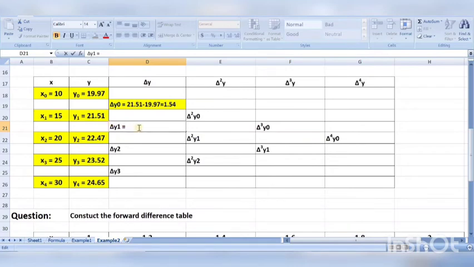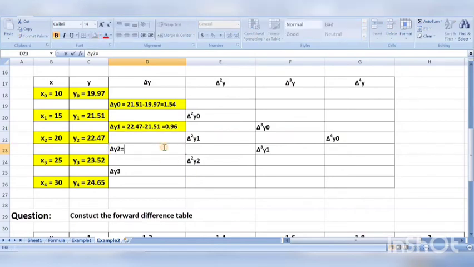Now in our lecture 2 we have seen the table. So you please remember that table and the technique of that: subtract the value whose forward difference we want to find from its successor value, that is succeeding value, this next value. So here we are considering 22.47 minus 21.51 and the answer is 0.96. So here we have this difference delta y1.